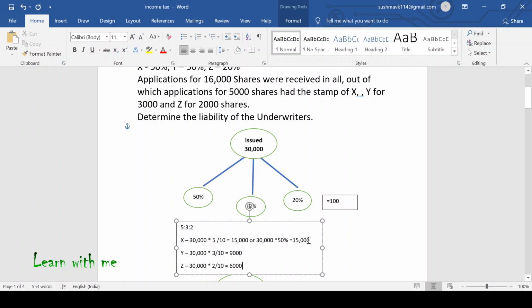Now, X has promised that he will try to convince people and ask them to subscribe for 15,000 shares, but he has tried to convince only for 5,000 shares. Again, Y has promised that he will try to convince people to subscribe for 9,000 shares, but Y has managed only 3,000 shares. And Z also promised 6,000, and he got people to subscribe for 2,000 shares.